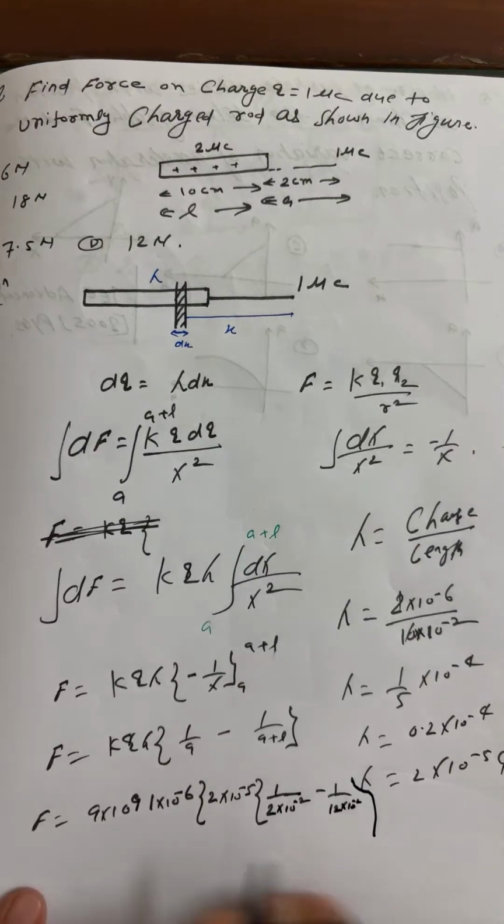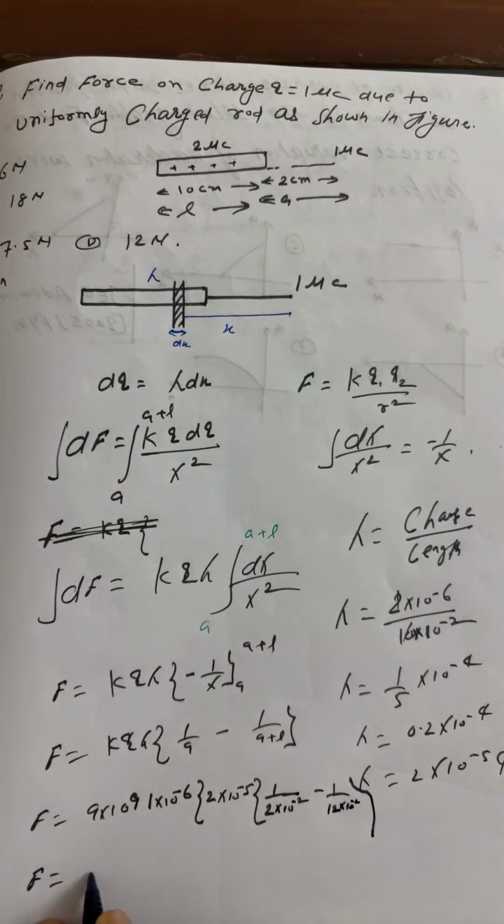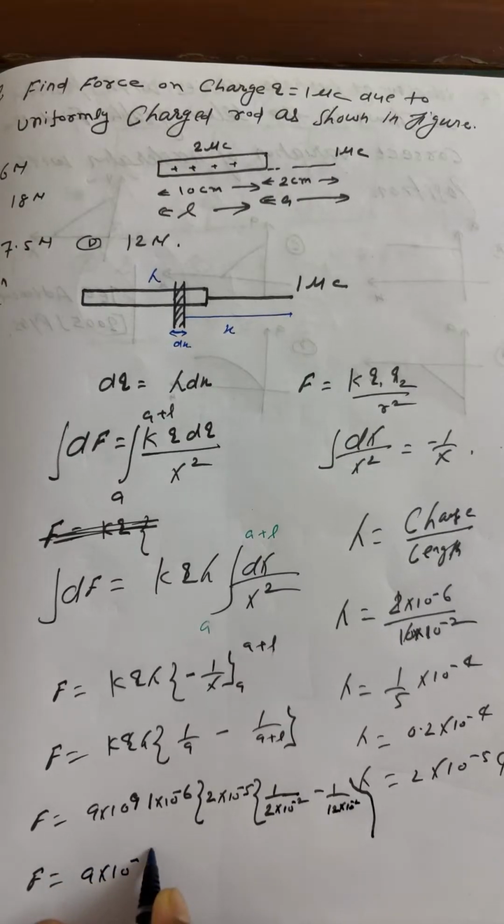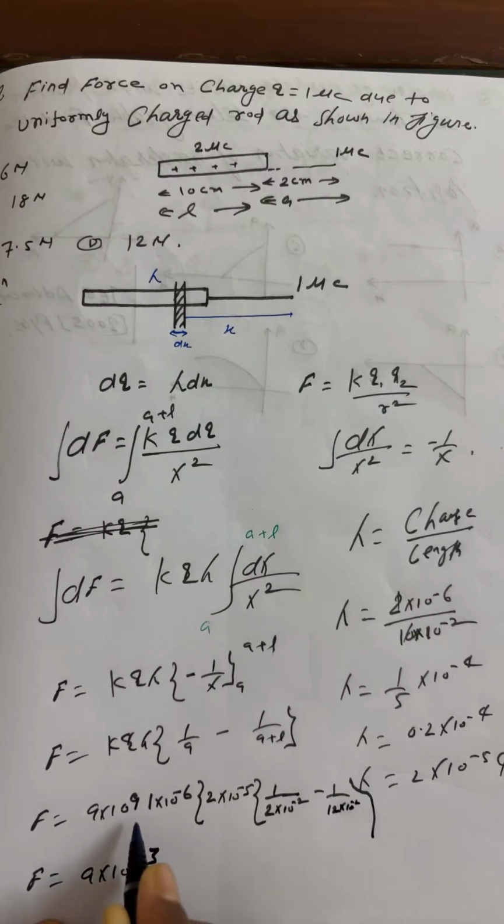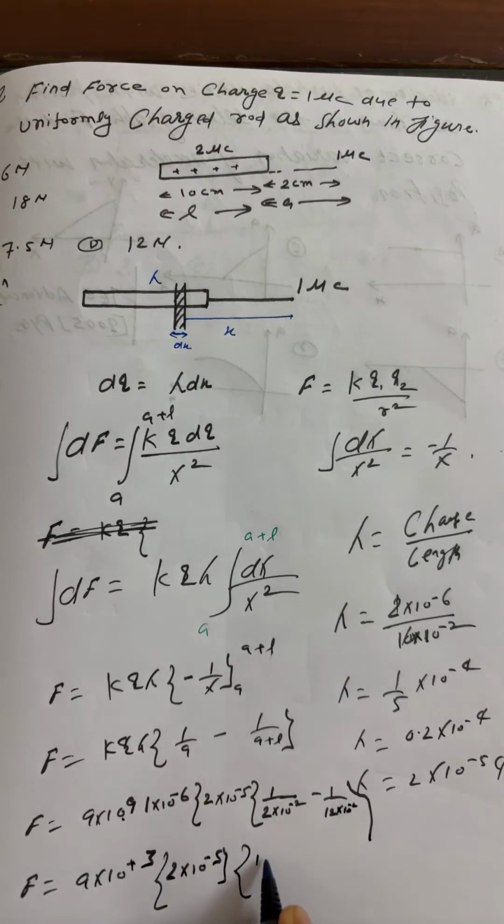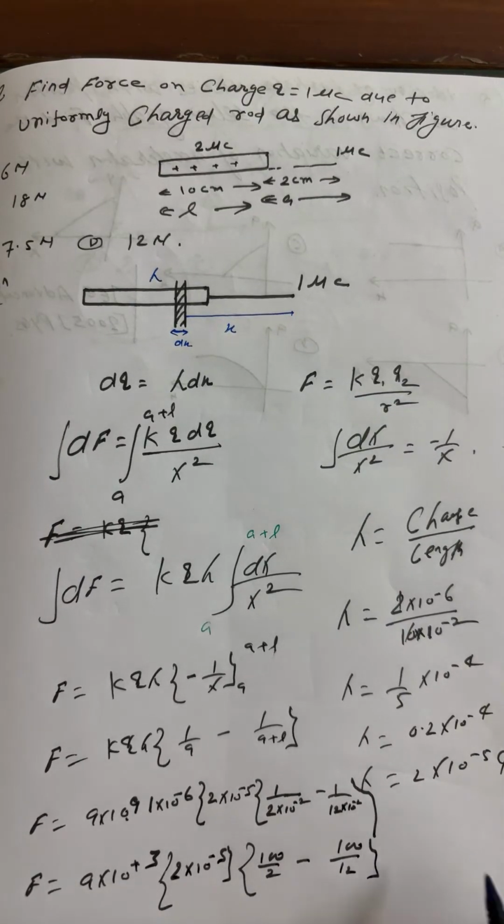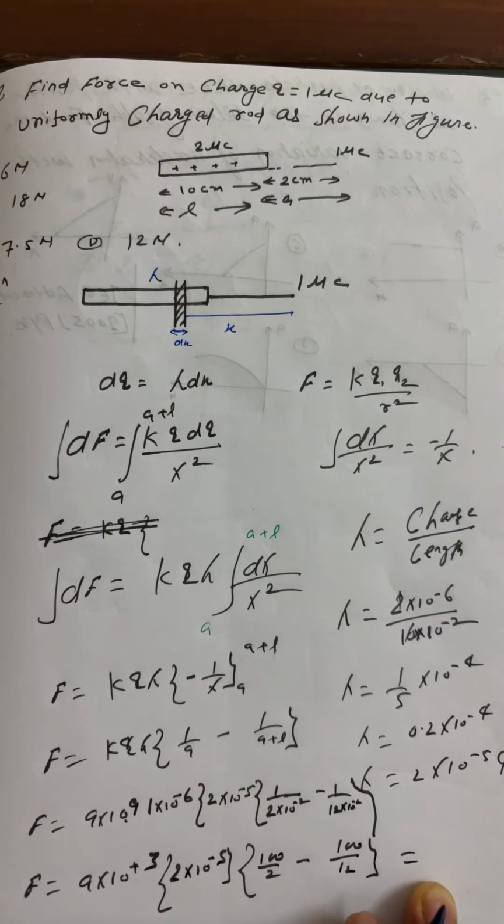I'll write again here so that you can understand. So finally, student, you can write 9 into 10 to the power, plus 3 plus 9 minus 6, into 2 into 10 to the power minus 5. Then this is, you can say, 100 by 2 minus 100 by 12. You can take the LCM here and solve it further, and you will get the force value over here.